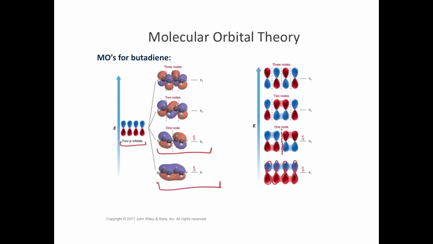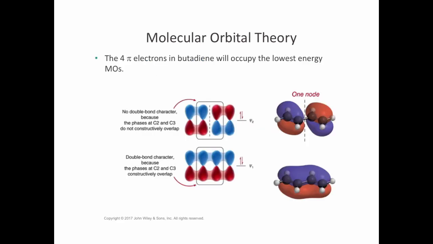So when you go from one orbital with one phase to another orbital with a different phase, that's a node. That means there's no bonding happening between those two orbitals. And then the higher energy molecular orbitals are shown here. Now notice that just these two lower energy molecular orbitals are being occupied by electrons. So the 4 pi electrons in butadiene occupy the lowest energy molecular orbitals.